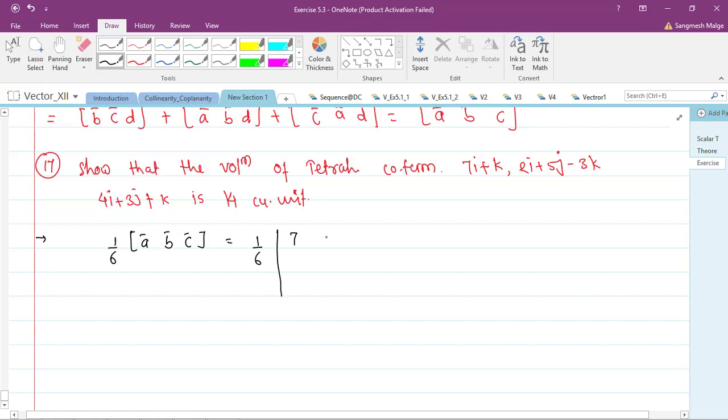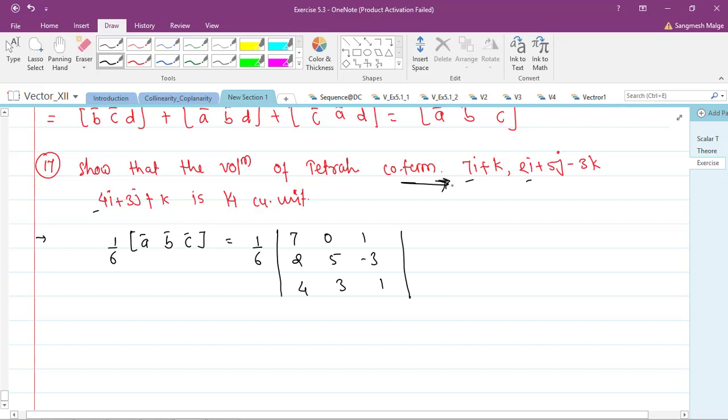It is 7, 0, 1. This is A. Next is B. It is 2, 5 and minus 3. And next is C. It is 4, 3, 1. Now maybe some of you might have a question like, sir, can we interchange these given vectors? So can I take 7i in the second column, second row? No, you cannot do that, because the question is given in this form only.